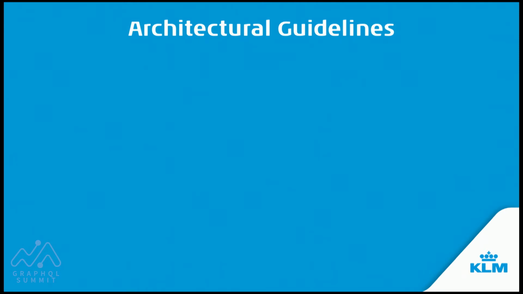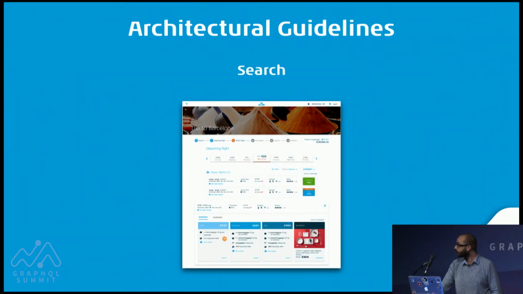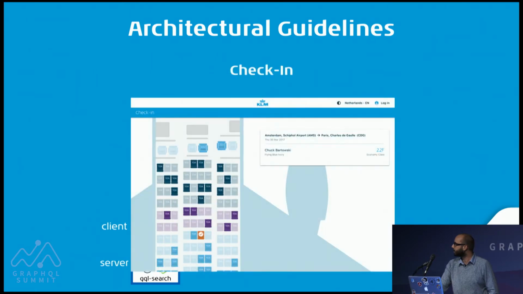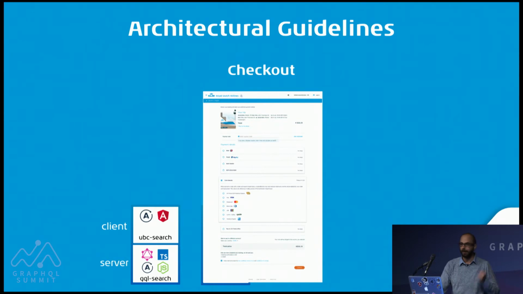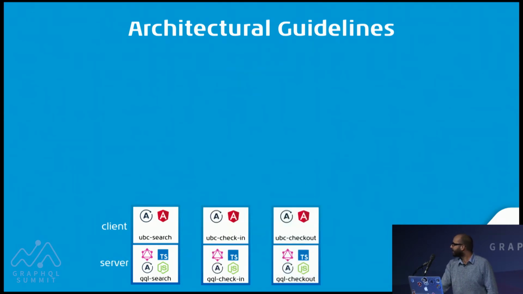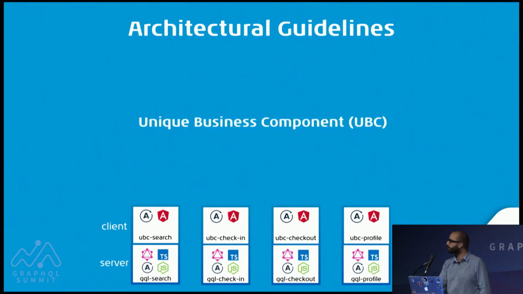Currently, we have four main business functionalities implemented. These are search, check-in, checkout, this is our team, yay, and profile. Each of these is developed by a separate group of people, separate teams, and each of these has its own repository and its own release cycles. We are calling these unique business components, UBC for short.